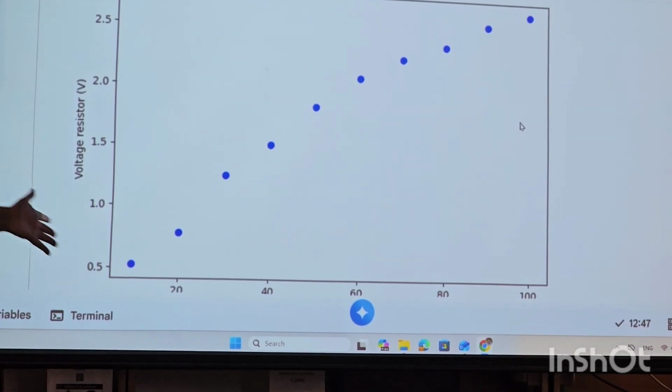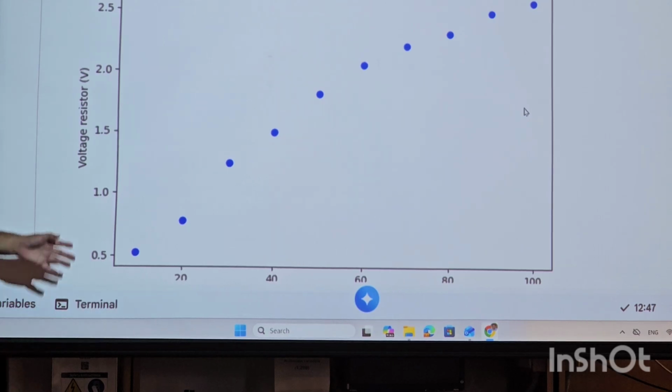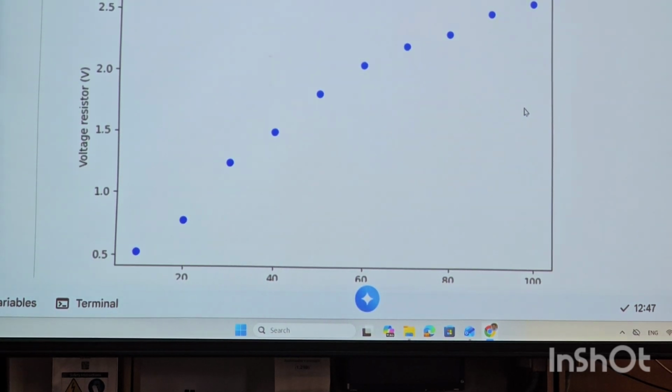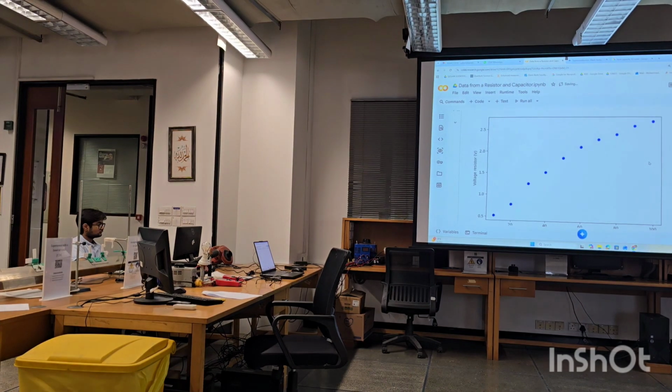So this is what your data may look like. The frequency here, and the voltage across the resistor measured in volts, just raw data points. Nothing more, nothing less. No line, no artificial line, because still you do not have a model.